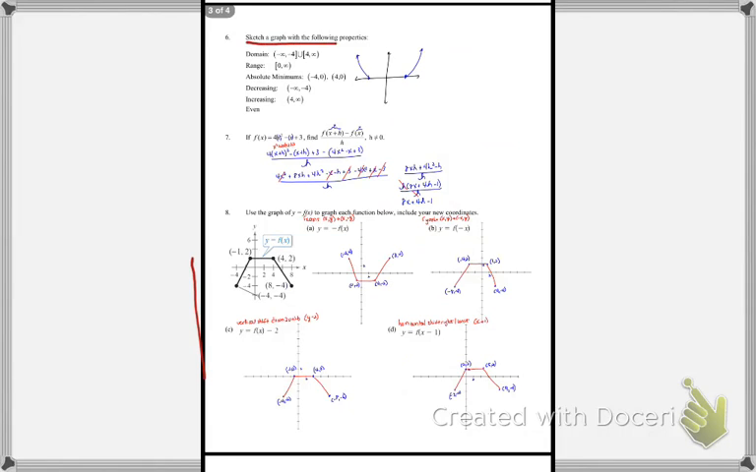This next one, I wanted you to try to sketch. Your domain tells me it's going from here on out and from here on out. Your range tells me it's above the x-axis. Your absolute minimums and maximums will define these points right here. You're decreasing, there you go, and you're increasing. And it's even, so you see the reflection through the y-axis.